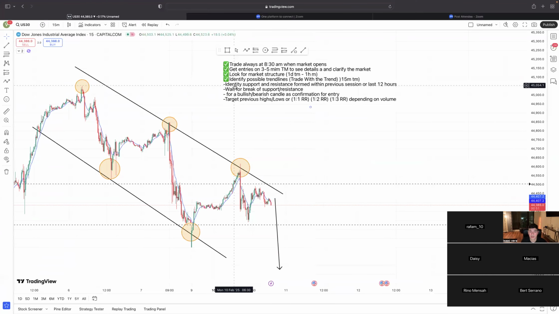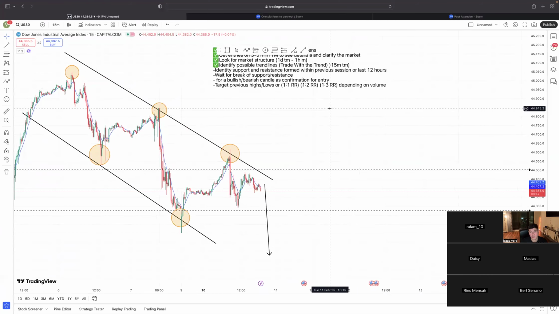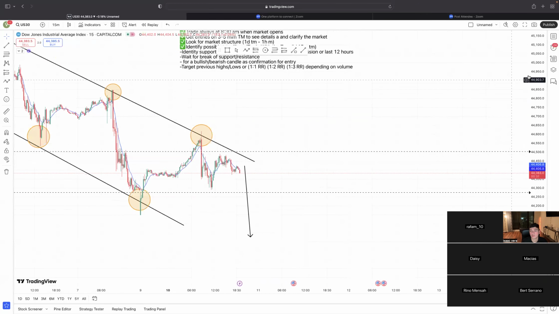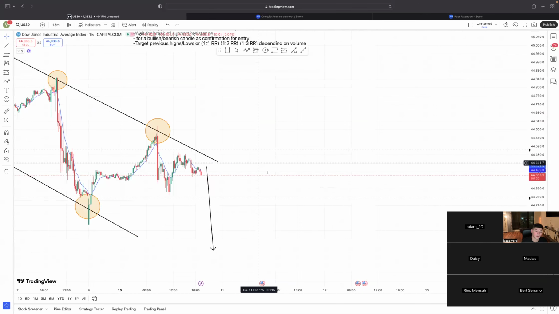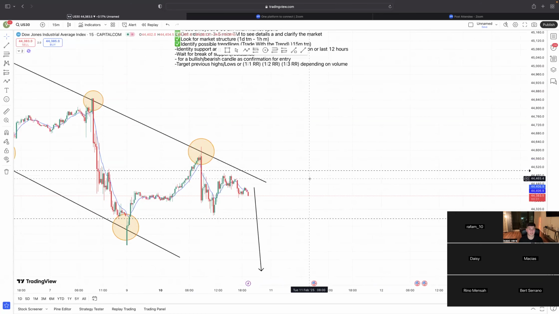So now, identify support and resistance formed within the previous session or the last 12 hours. Why the last 12 hours? Because that's the data that has shown us within the last day. So we want to see if we are breaking above or below certain support and resistance. So what do I mean by that? If we were to trade tomorrow in the morning, I would take this in consideration.